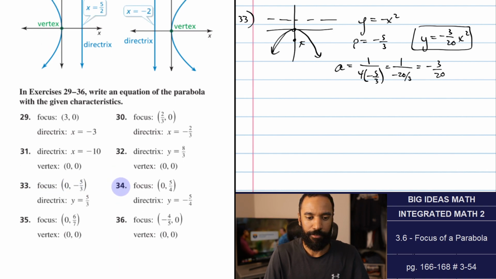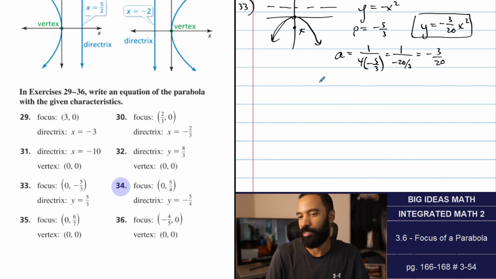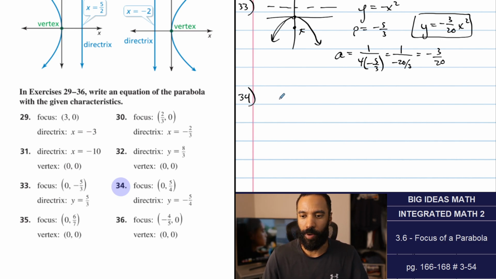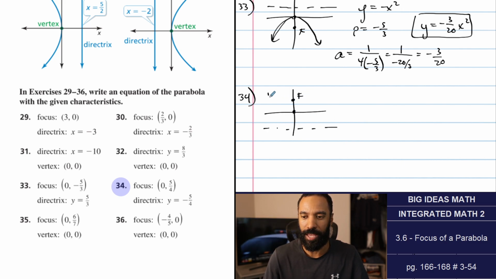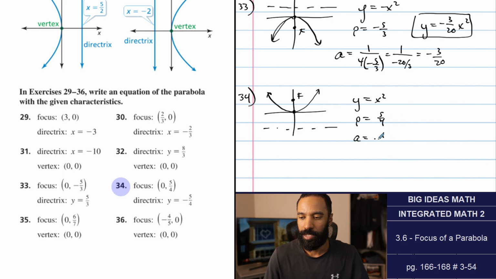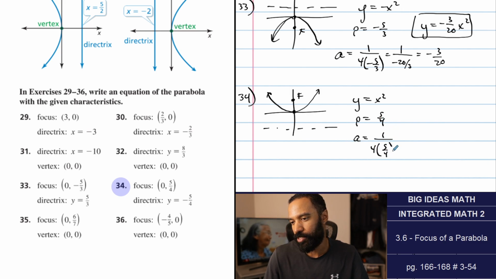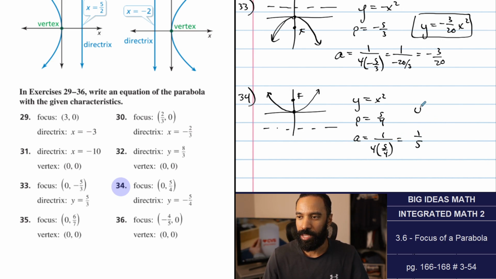We have number 34, or focus at 0, 5/4, and directrix at y equals negative 5/4. This graph will face upward. Focus is up here at 0, 5/4. Directrix y equals negative 5/4. Vertex is right in the middle at 0, 0. Your p-value from 0, 0 to 0, 5/4 is 5/4 for the y equals x squared equation. P is 5/4, so a is 1 over 4 times 5/4. Yes, I'm going kind of fast here. That's 1/5. So this will be y equals 1/5 x squared.